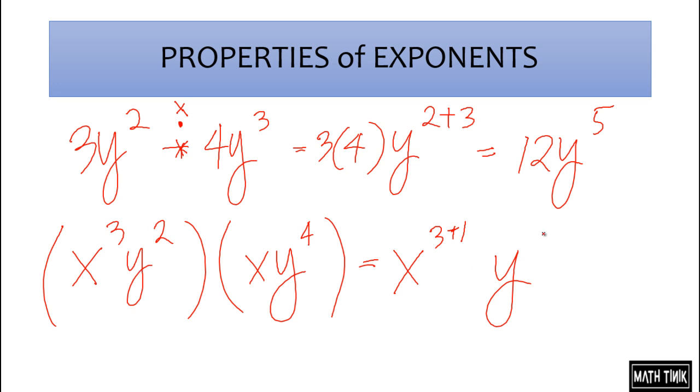Then you write the second variable, which in this case is y. Then 2, that's the first exponent. Then on this side we have 4. So, plus 4. Therefore, it will give you x to the 4th power times y to the 6th power. Okay, so this is now your final answer. That's already the lowest term because you cannot combine x and y.